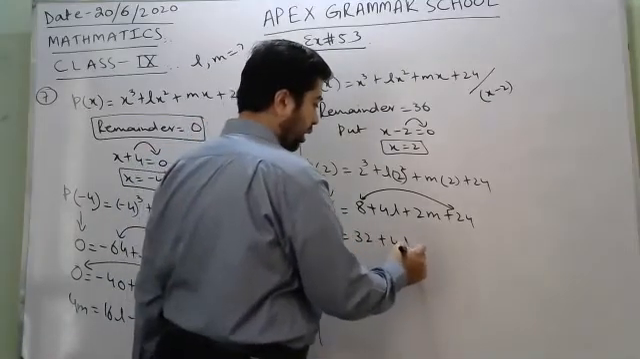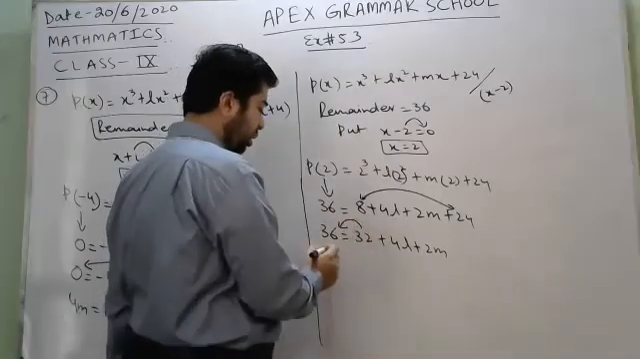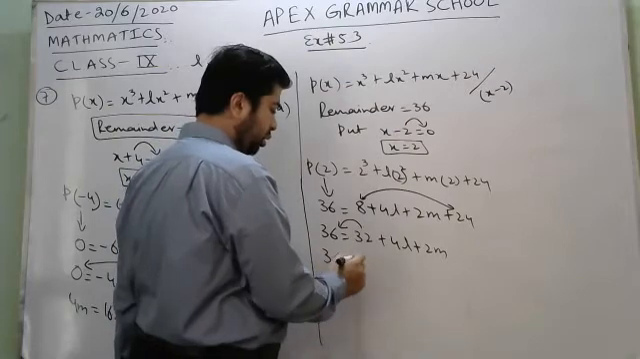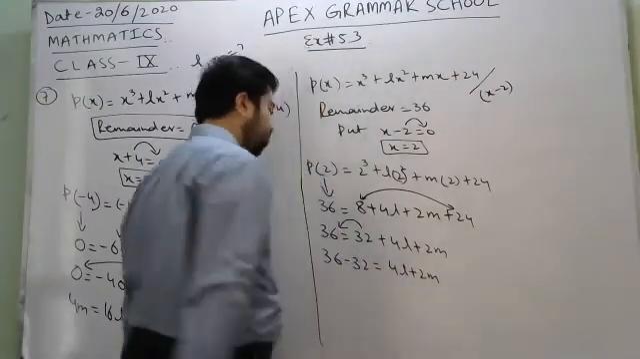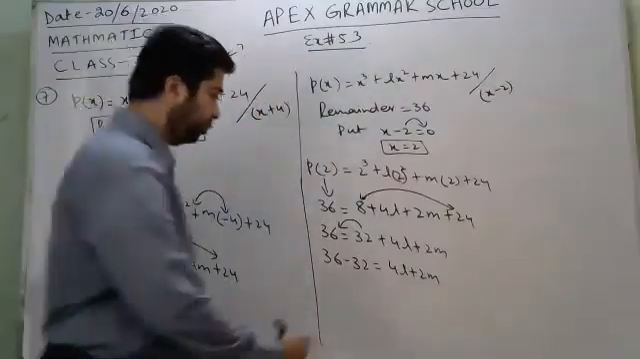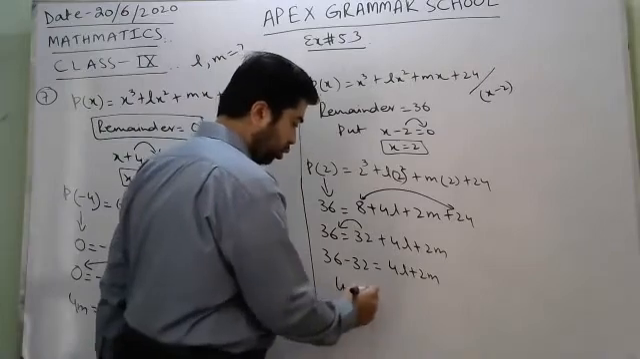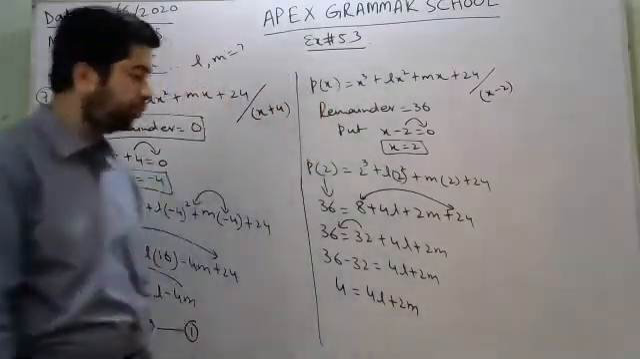Plus 4L plus 2M. This 32 we are going to subtract here. 36 minus 32 is equal to 4L plus 2M. Now 36 minus 32, that is 4, is equal to 4L plus 2M.